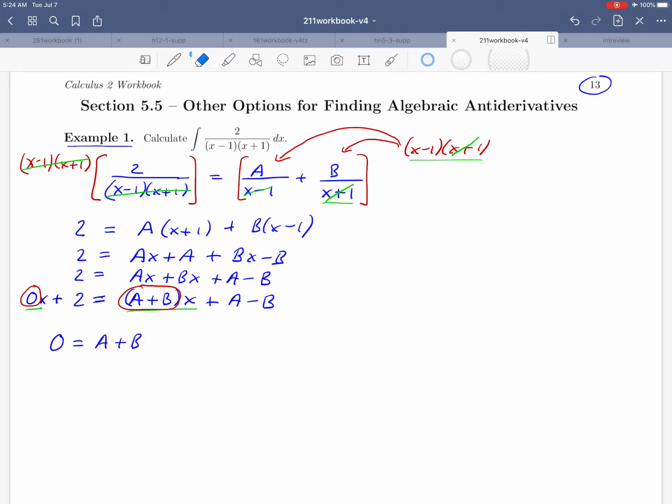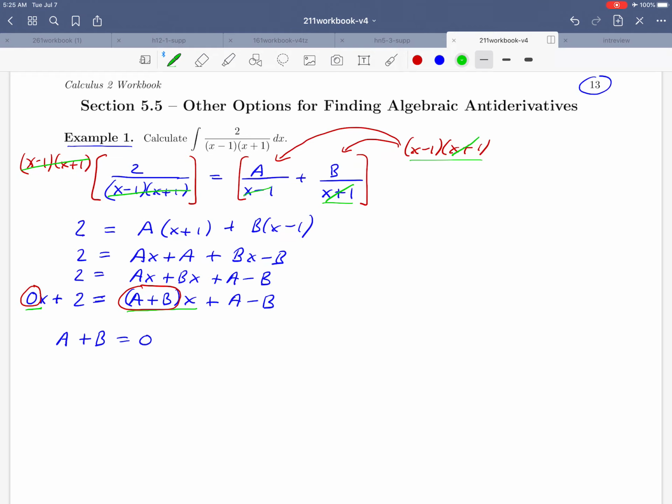Actually, it doesn't really matter, but I think I'm going to write that in the other order. Put the a plus b on the left and the 0 on the right. That's just telling us that the number of x's on the left have to match the number of x's on the right. And then we come to the constant terms.